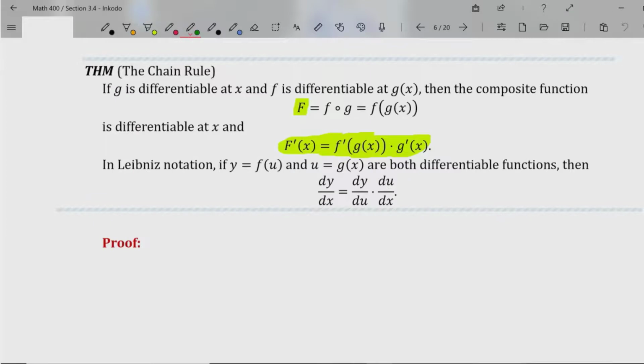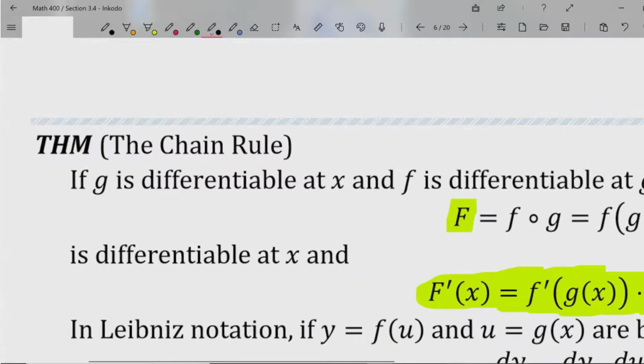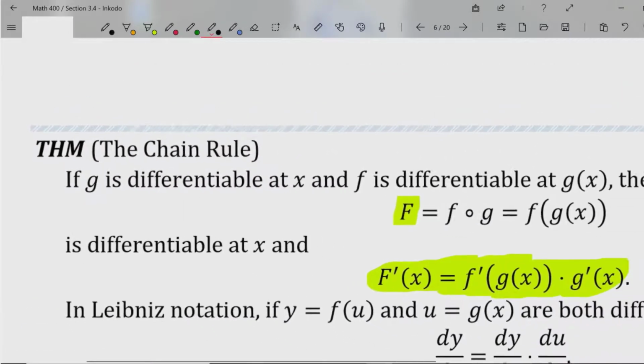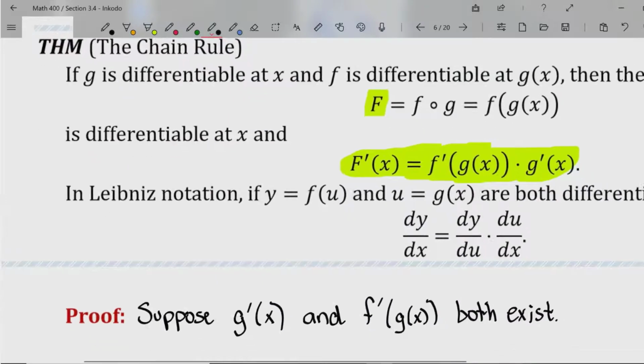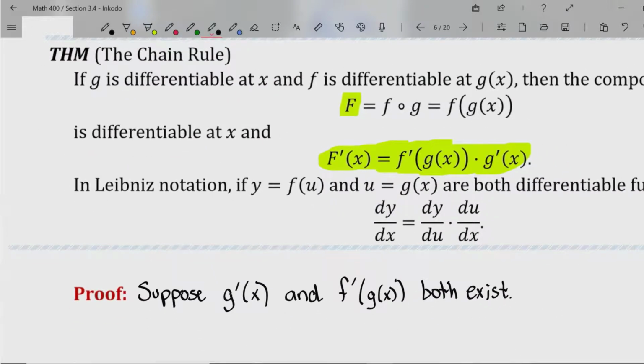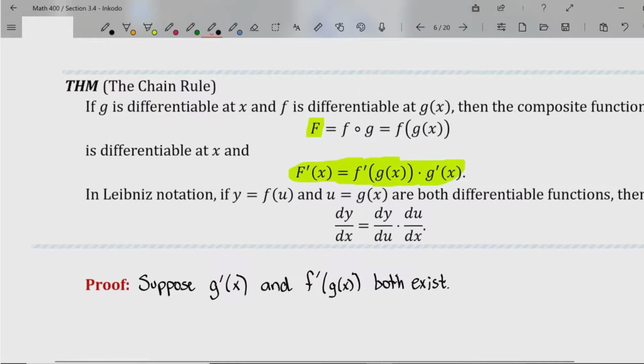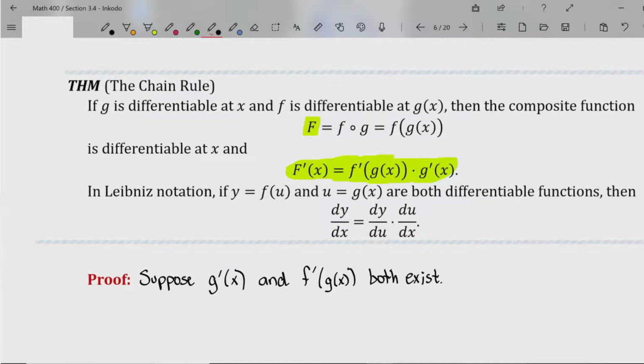So let's go ahead and prove this. And I have to admit, the proof on this is going to be somewhat gnarly, but it has a lot of cool details to it that I hope you can pay attention to. So we'll start with what we're allowed to assume. We're allowed to assume that g is differentiable at x and f is differentiable at g of x. That's critical, so suppose g prime of x and f prime of g of x just both exist. That's the only assumption we have within this entire argument.